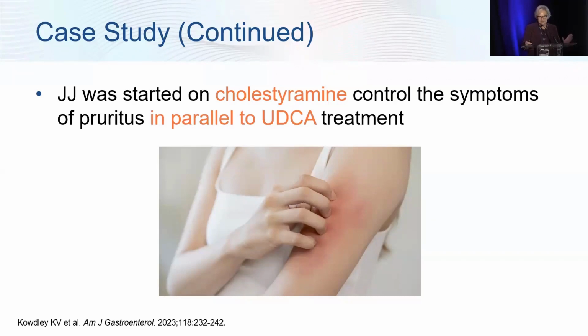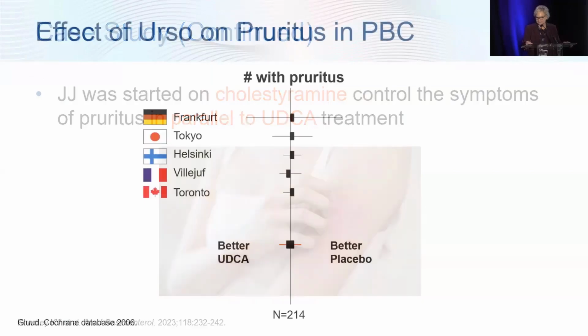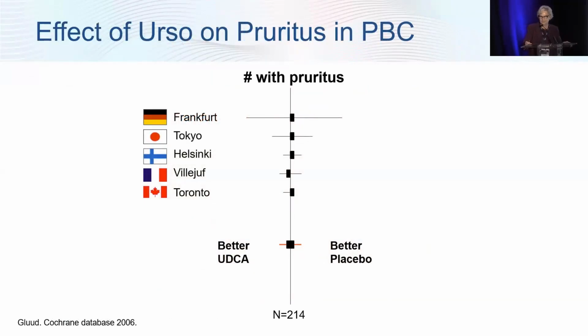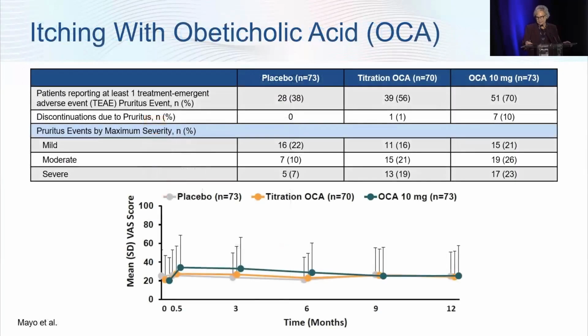So now we're going to look at itching in our treatments for PBC. What is the effect of urso on pruritus in PBC? Turns out none. In this study of 214 patients, it was no better or worse than placebo. Not surprising. But what about our second-line therapies?